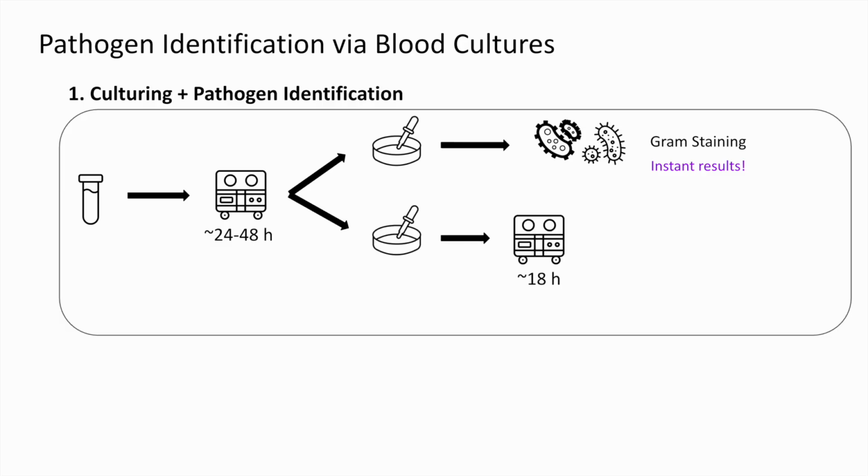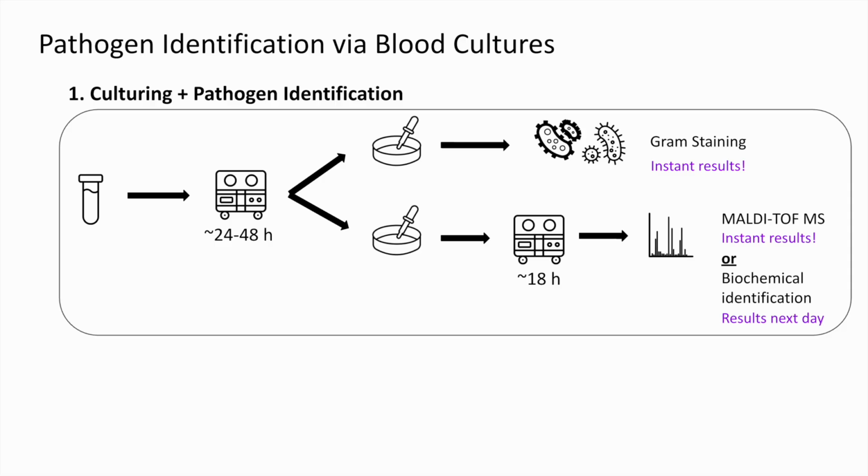We can then plate a little bit more and create an agar subculture, stick it back in the incubator, wait overnight, and do further testing to identify the specific species of bacteria that we're dealing with. And we can either do that through mass spectrometry like MALDI-TOF MS, and this gives us results instantly, or we can do these so-called conventional biochemical identification techniques, which will give us results in the next day. So at this point, we'd know what species of bacteria are causing our patient's bloodstream infection, but we don't yet know what antibiotics are effective against it.